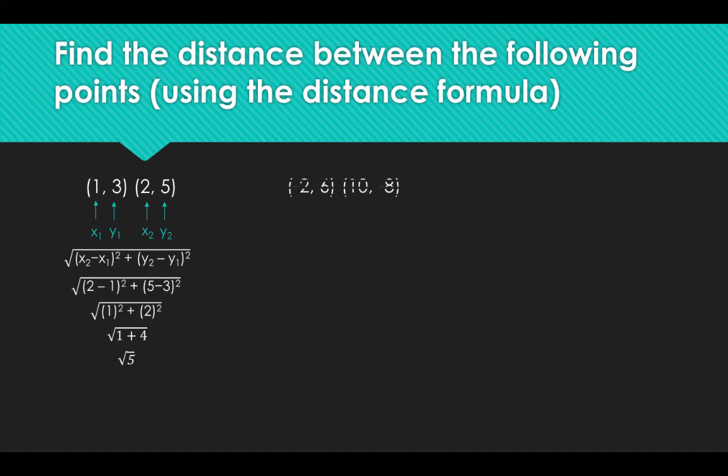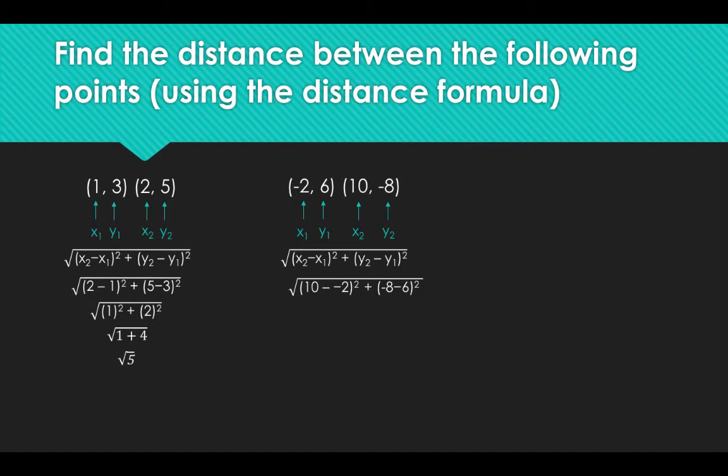Let's try another one. Let's find the distance between the points -2, 6 and 10, -8. The first thing we need to do is label our points. So -2 would be x sub 1 because it's the first x. 6 is y sub 1 because it's the first y. 10 is x sub 2 because it's the second x. -8 is y sub 2 because it's the second y. I'm going to go ahead and write out my equation before I substitute any numbers into it. And now I'll substitute them in.